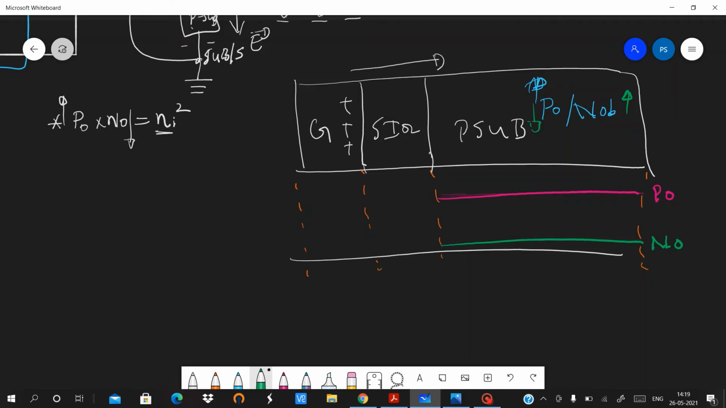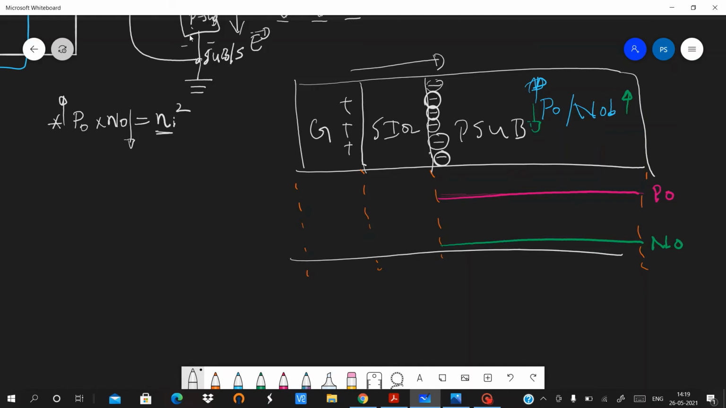So the minority charge carriers just below this SiO2, the electron, let me try to show. Let's say there is an electron here, there is a strong field from here to here. So this electron will move here and it will combine with the hole, so it will create negative charges, it becomes depleted. So I will try to show this in this diagram. Here the electrons will come and combine with the holes and will create ions.